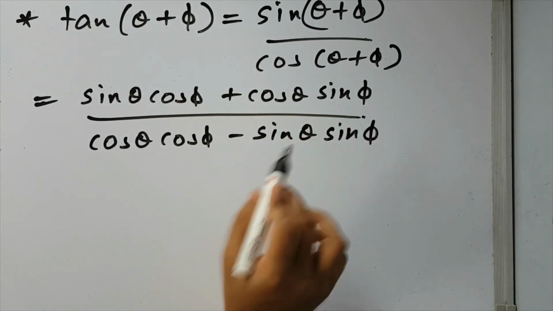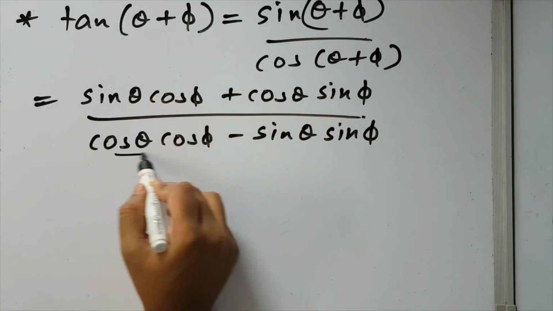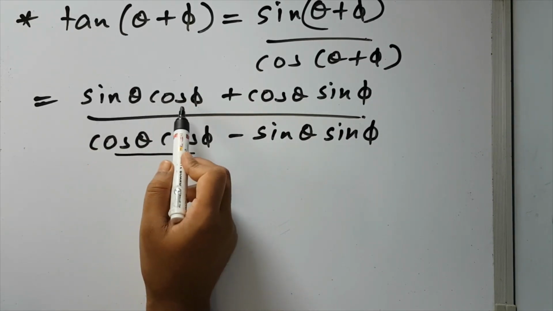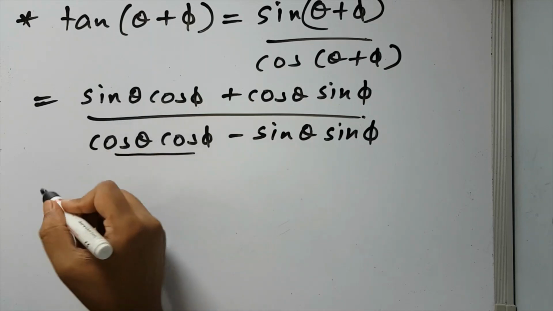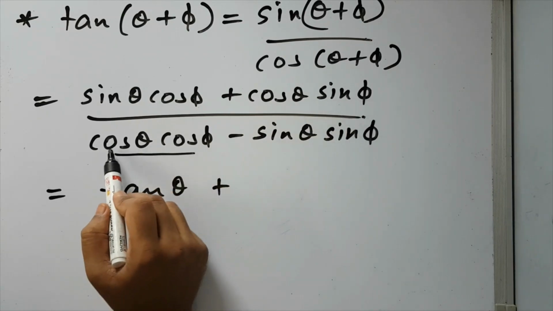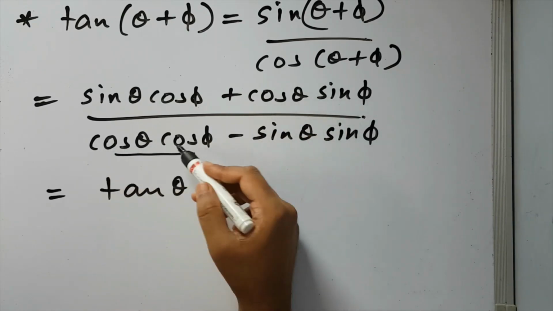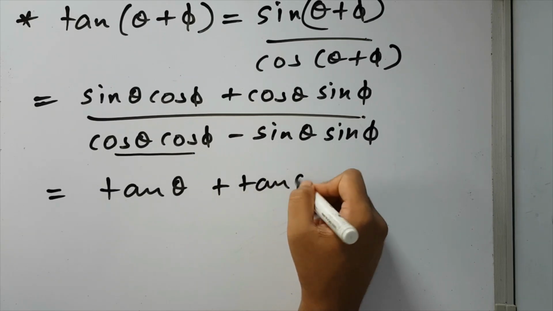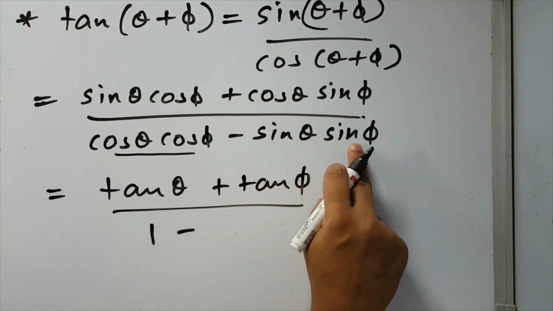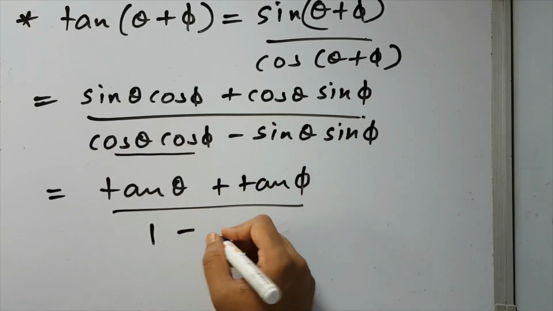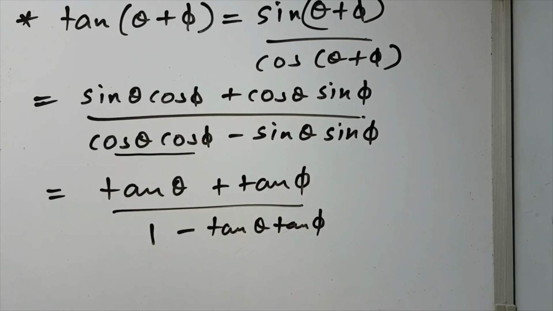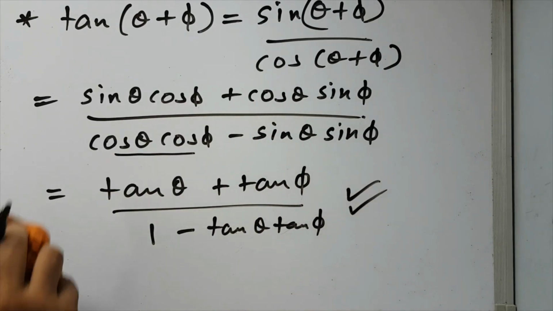Now what I want you to do is just divide this whole thing by cos theta cos phi. When you do that, look at this term, sine theta cos phi by cos theta cos phi. Both the cos phi will get cancelled and sine theta by cos theta would be tan theta. Plus cos theta sine phi divided by cos theta cos phi. The cos theta would get cancelled and sine phi over cos phi would be tan phi. And the denominator would be 1 minus sine theta sine phi by cos theta cos phi, which would be tan theta tan phi. So here's the important formula, this one. What is that?